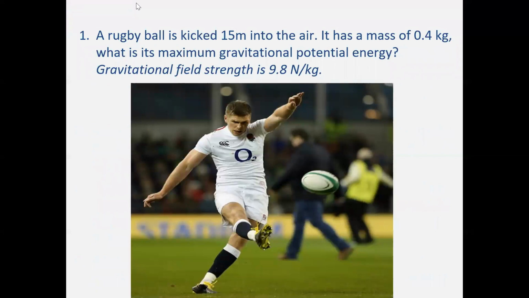Okay, I'm assuming that you've done the questions now. So, a rugby ball is kicked 15 meters into the air. It has a mass of 0.4 kilograms. What is its maximum gravitational potential energy? And the gravitational field strength here on Earth is 9.8 newtons per kilogram.